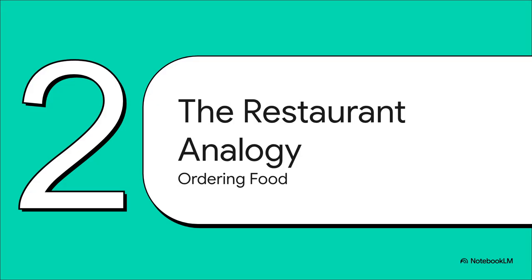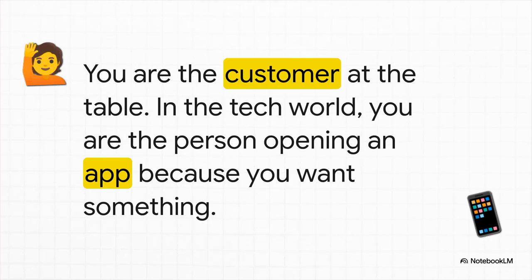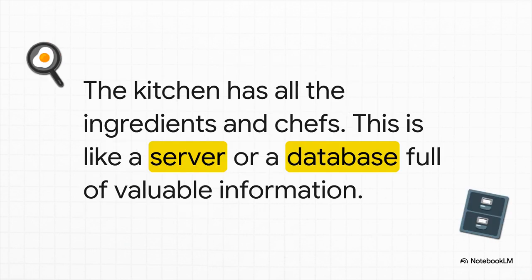Okay, to really wrap our heads around this, we're going to forget about computers entirely for a second. The absolute best way to understand an API is to think about ordering food at a restaurant. All right, so picture this. You're the customer. You're sitting at the table. You're hungry. You want something. In the tech world, that's you, opening up an app because you need some info or you want to do something. And the kitchen, that's where all the good stuff is, right? The food, the ingredients, the chefs who know how to put it all together. This is a perfect stand-in for a big server or a database, which is just packed with all that valuable information we want, like weather data or flight schedules, you name it.